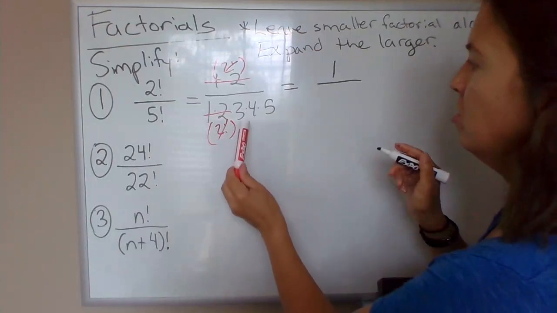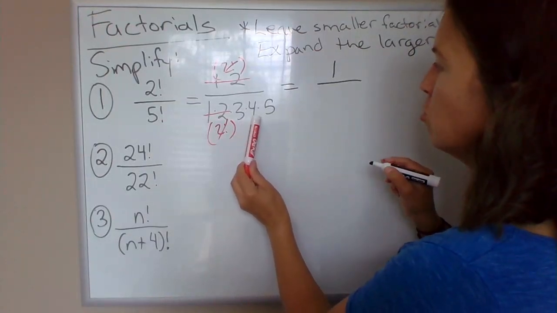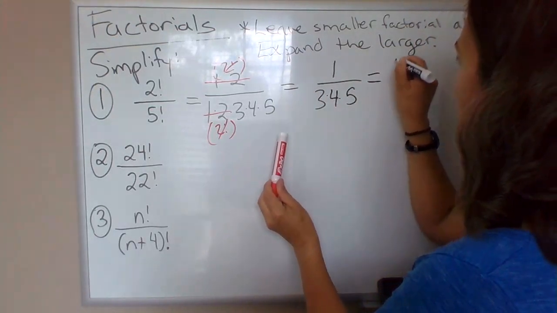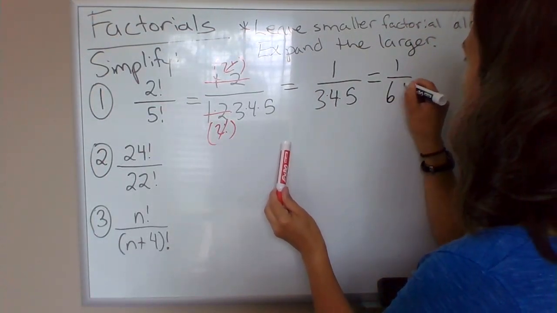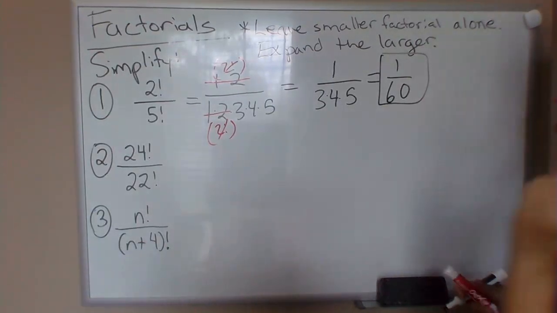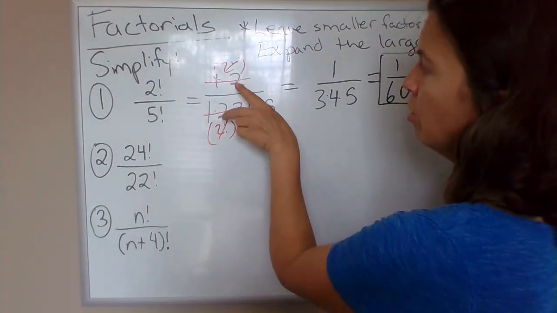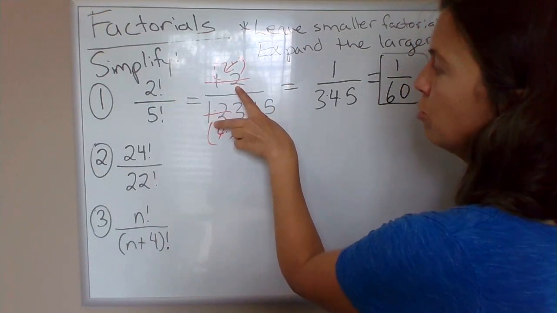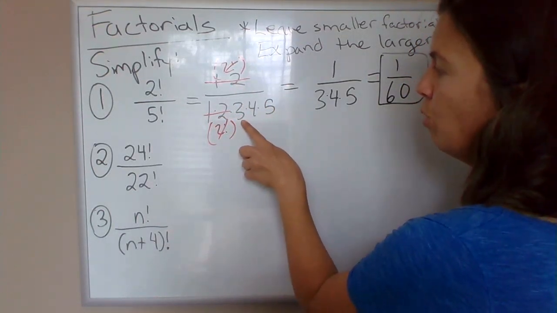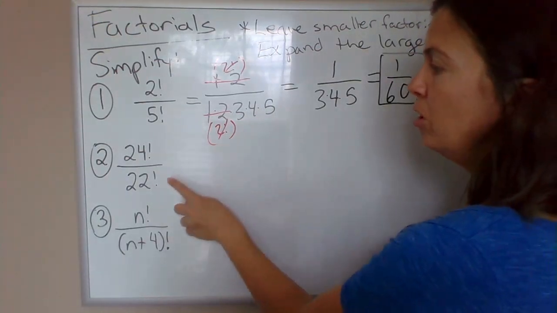And so we're left in the denominator with 3 times 4 times 5, so that's 12 times 5. So our final answer here is 1 over 60. Okay, but notice, it's the smaller factorial that cancels on the top and bottom, and then we would want to expand the larger one to identify the remaining factors.